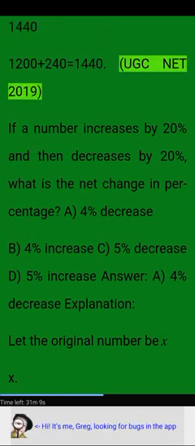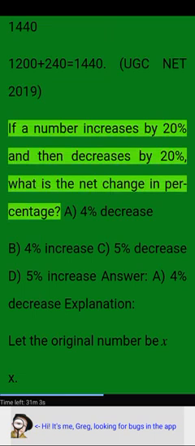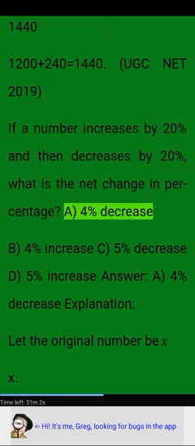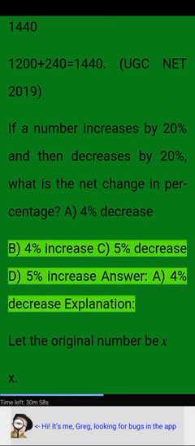UGC NET 2019. If a number increases by 20% and then decreases by 20%, what is the net change in percentage? A. 4% decrease. B. 4% increase. C. 5% decrease. D. 5% increase. Answer: A, 4% decrease.